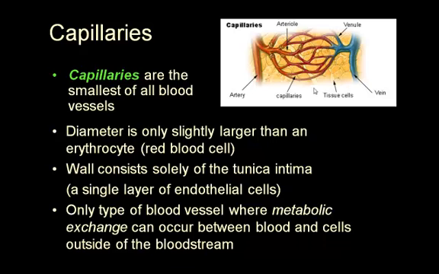And this is the only type of blood vessel where metabolic exchange can occur between the blood and the cells outside of the bloodstream. And so this is where you have the crosstalk between the circulatory system, if you will, and the cells or the tissues surrounding the circulatory network that need to either dump waste off or receive nutrients from the circulatory system and from the blood. As well, it's within the capillaries where cells can leak out or leave the circulatory system and enter into the tissue network. And here we're talking mostly about immunocytes or cells that are part of the immune system.